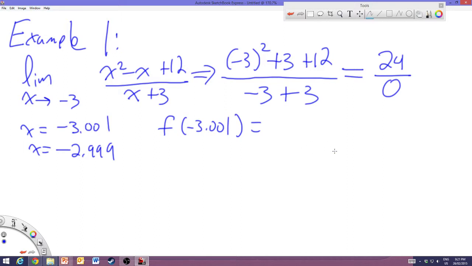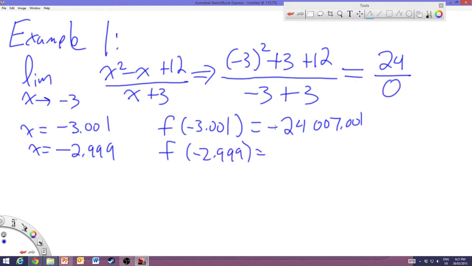Okay. Negative 3.001 squared minus negative 3.001 plus 12, divided by negative 3.001 plus 3. So this is a ridiculously large negative number, negative 24,007.001. So it looks like it's going towards negative infinity on the left side.